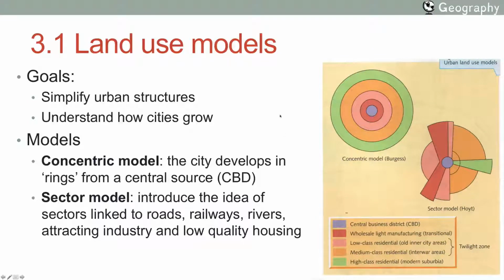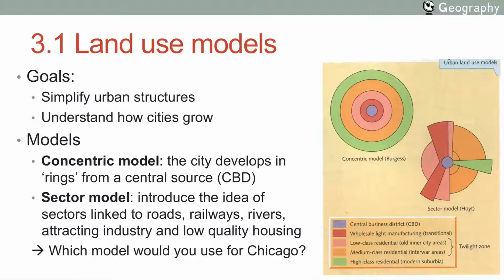So yeah, the two different models: the concentric model, where the city develops in rings from a central source, a bit like an onion. And the sector model, which introduced the idea of sectors linked to roads, railways, and rivers, attracting industry and low quality housing. And that's the question: which model would you use for Chicago?